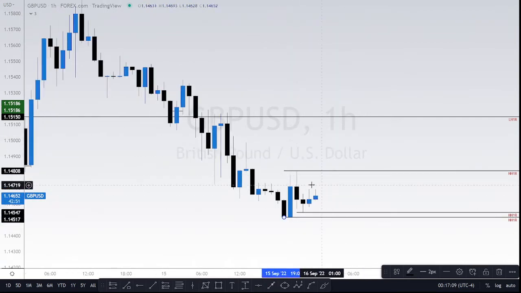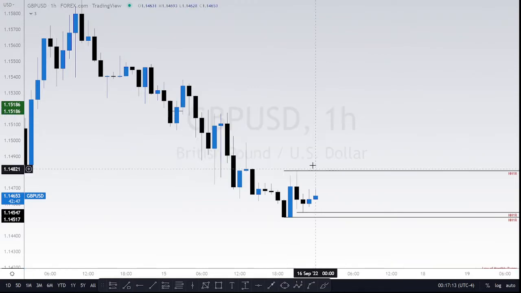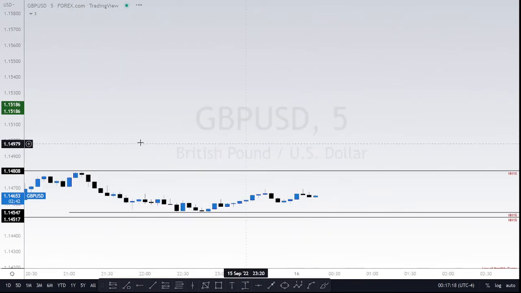Now that we've identified the 1 hour range, what we're going to do is go into the lower time frame to identify the Asian range. So usually I do this on the 5 minute or the 1 minute time frame.